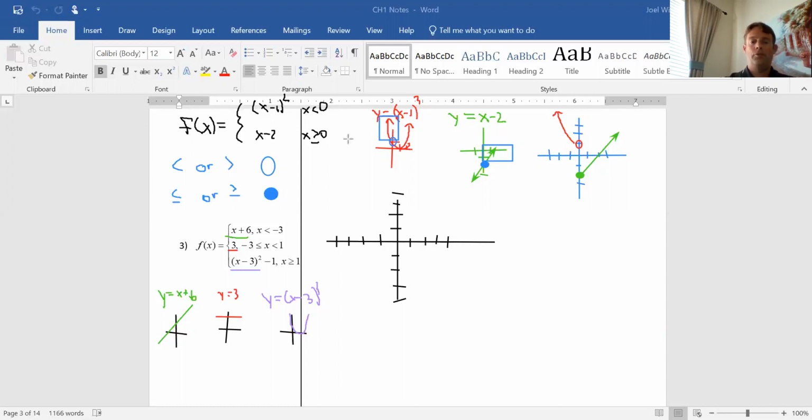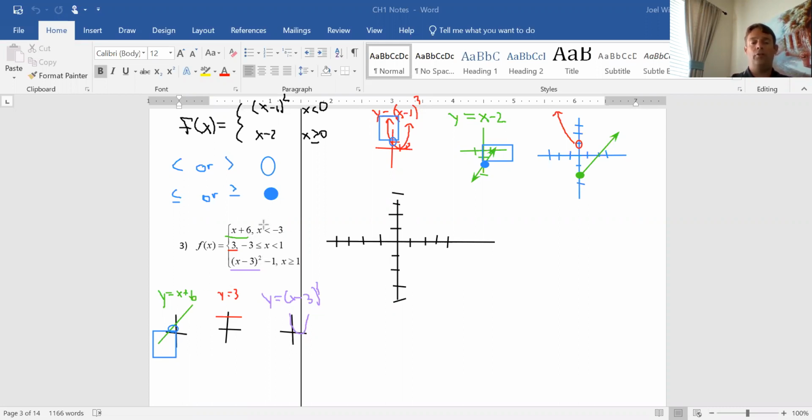All right. So our first graph says y equals x plus 6. We want to do this when x is less than negative 3. So negative 3 will be about here. And I'm dealing with the graph that goes below it, to the left of our x value. So let me graph that here.